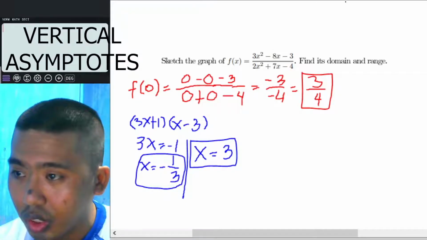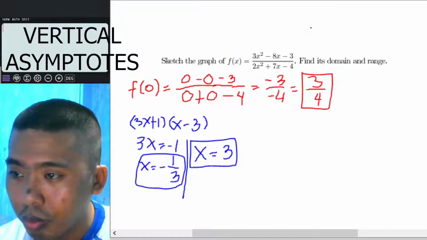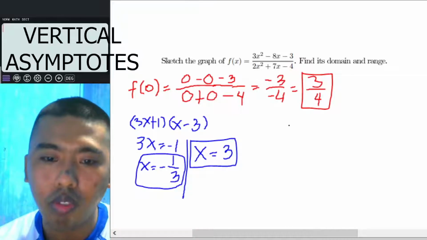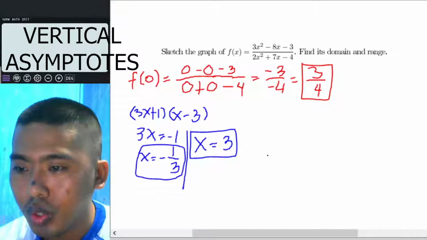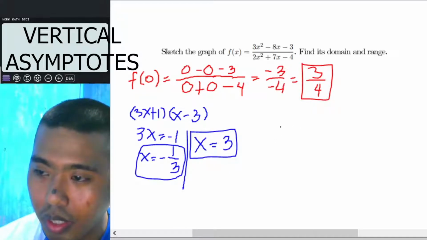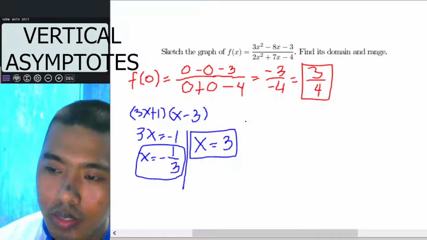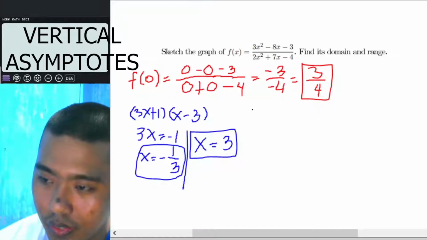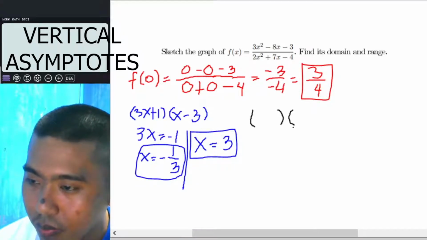So let's change the pen into black. This black is for vertical asymptotes. Okay? So as what I said, let's focus on the denominator, 2x squared plus 7x minus 4. Same as what we did in the x-intercepts or zeros, try to factor it out if it is factorable. And the answer is yes. So we have to do it like this.